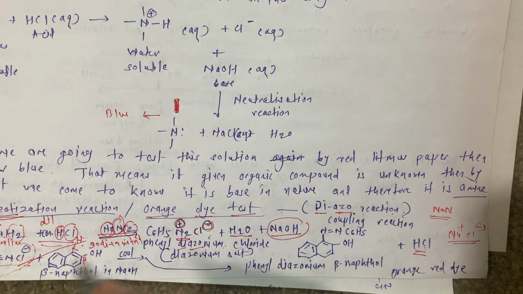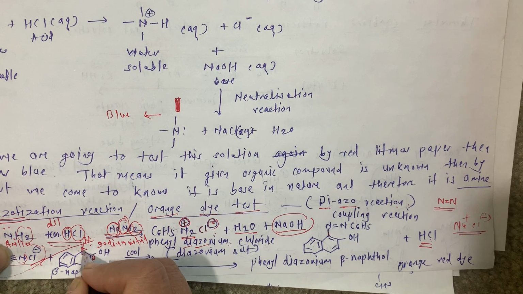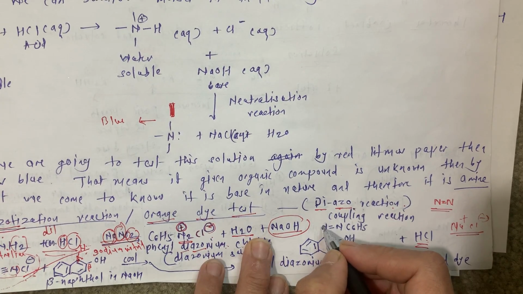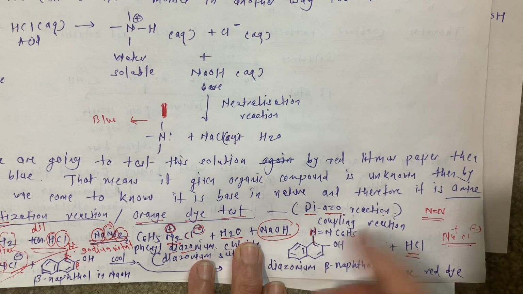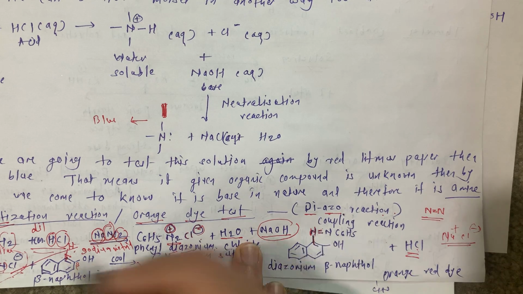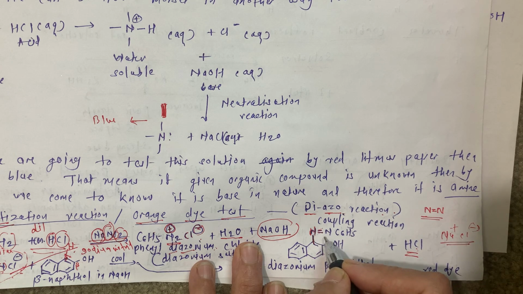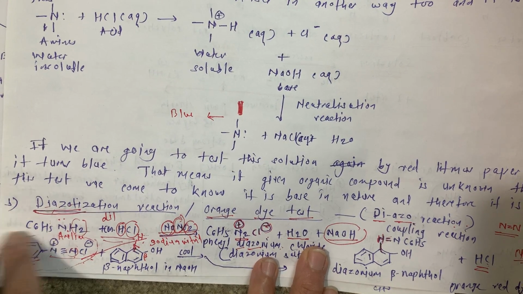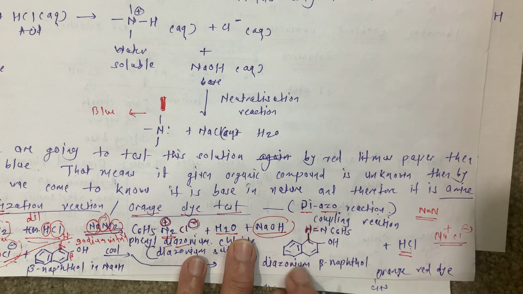There is a formation of a bond between this N and this C. So this triple bond is converted into a double bond. This positive charge is going to vanish, so there is no positive charge on this N. This is just N double bond N, and the benzene ring we write here as C6H5, and the beta naphthol as it is.